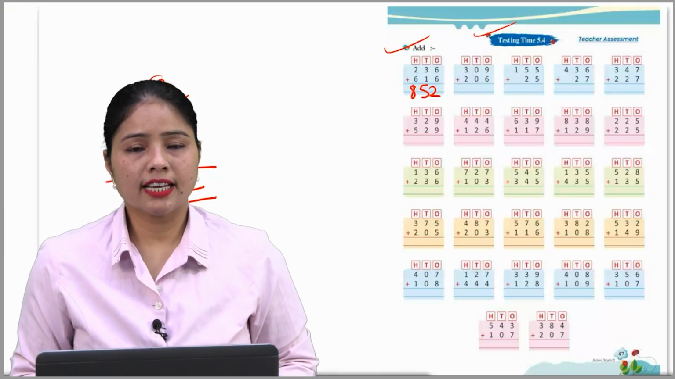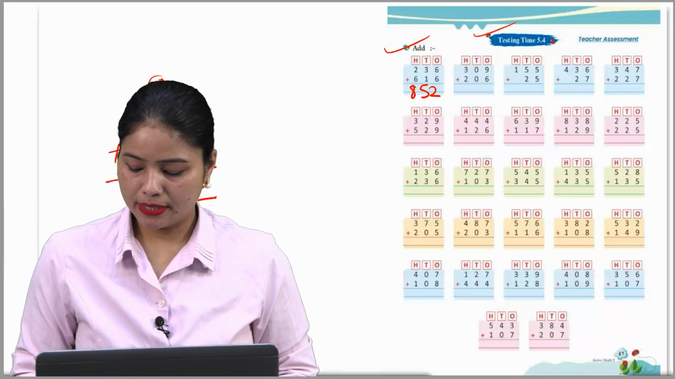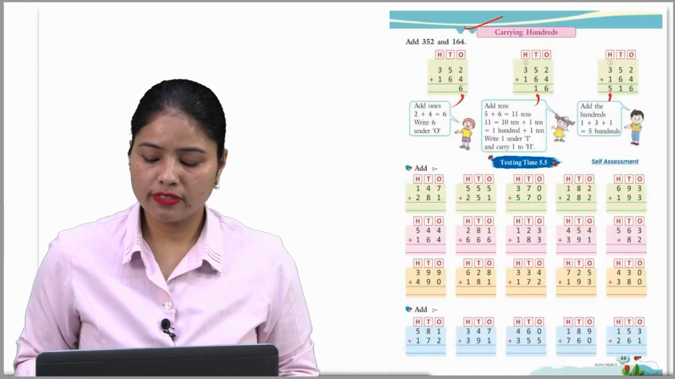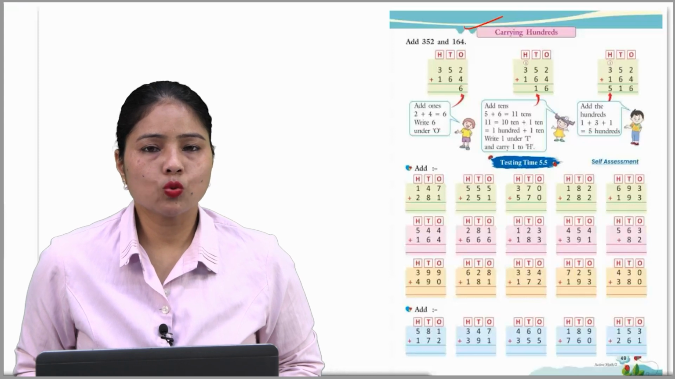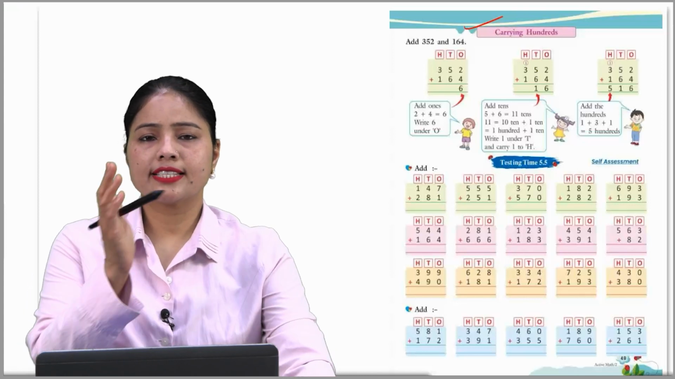So these are the other examples of that one. Just do practice beta. Okay. So now move on next one, which is carrying hundreds. Add 352 and 164. So these are the examples.